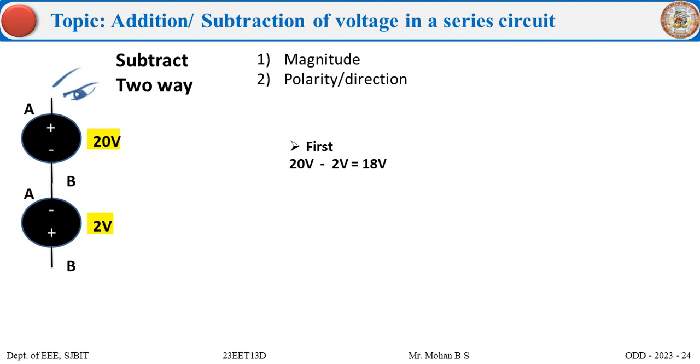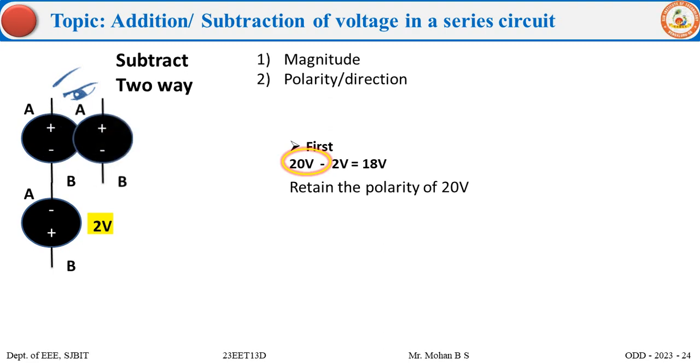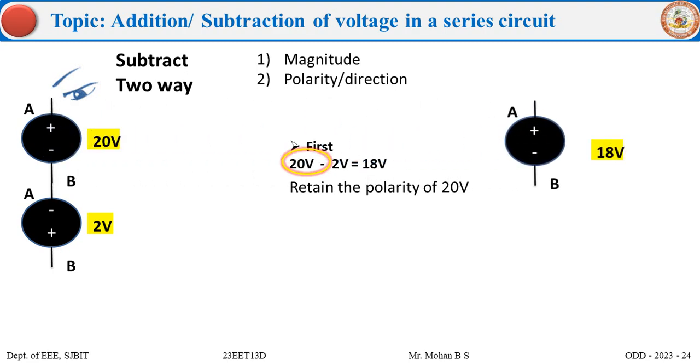So let us see the first case. Now I assume that I subtract from 20, and as you are aware, we get 18 volts, and that is the magnitude. But what about the second point, polarity? Since I am subtracting from 20, I will retain the polarity of 20. Thus I would say the answer is A positive and B negative, 18 volts.